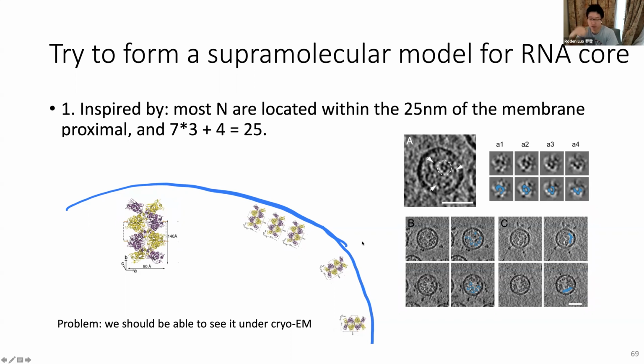Another contradiction here is, if it is formed and oriented in this way, then we wouldn't be able to see the turning circular structure here, because most of the things we saw should be in this direction. We should see these tubular strands near the membrane. So this is unlikely.